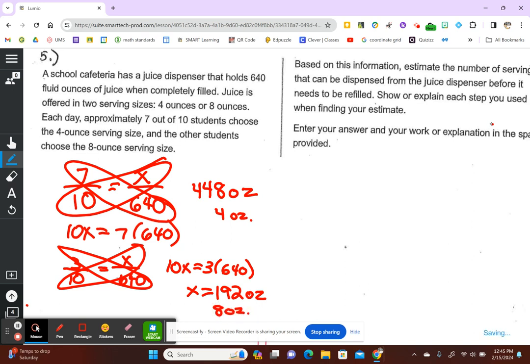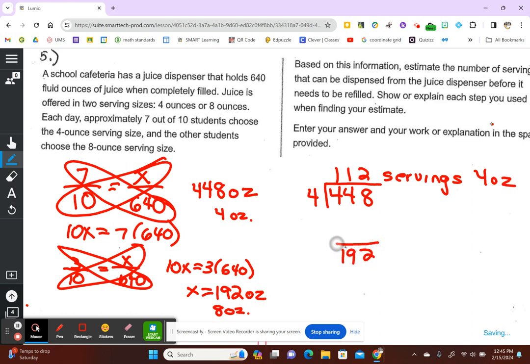So if I have 448 ounces, and that was the 4-ounce serving, that means there's 112 servings of 4 ounces. And if 192 was the 8-ounce serving, then 8 goes in twice, and 8 goes into 32 4 times. So this is 24 servings of the 8-ounce.